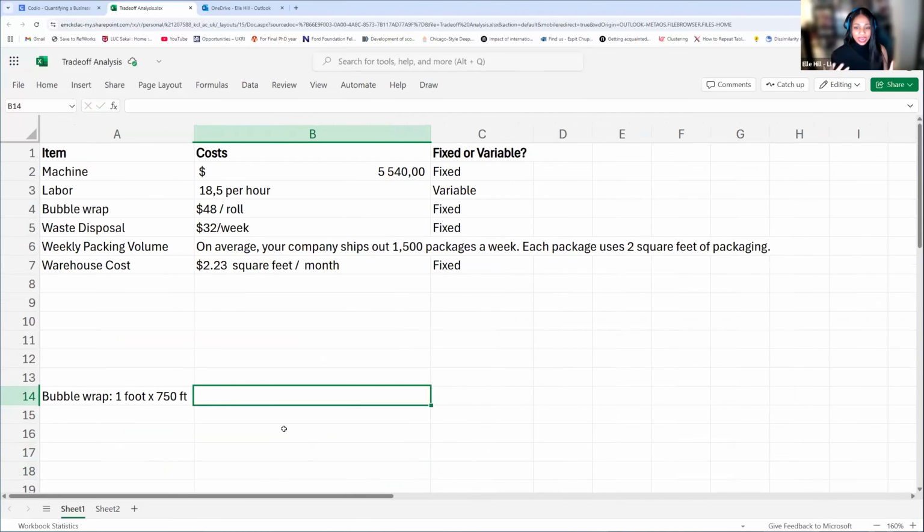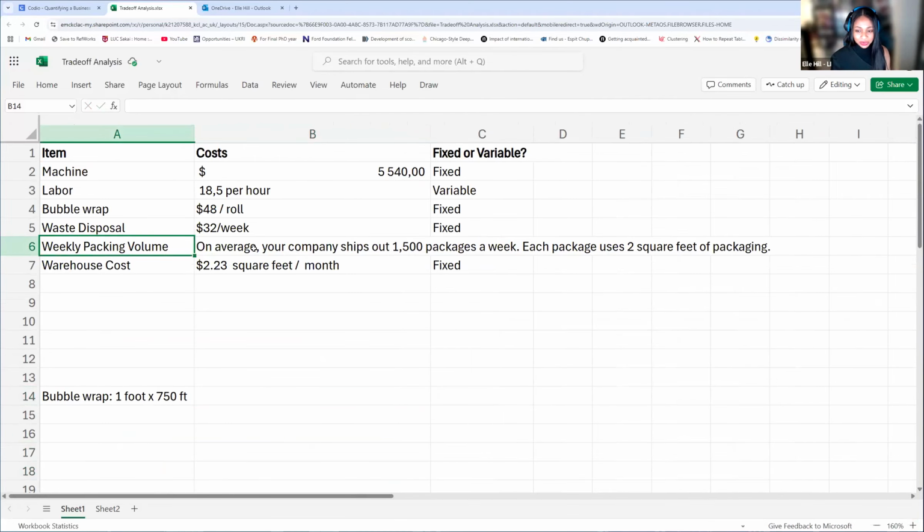Remember, we need to figure out square feet, because if you'll remember this note that I put before, on average, your company ships out 1,500 packages a week. Each package uses 2 square feet of packaging. Before we get to that, let's first figure out how many square feet we have per roll. To figure that out, we're just going to multiply the two numbers. Since both units are in feet, we can multiply them.